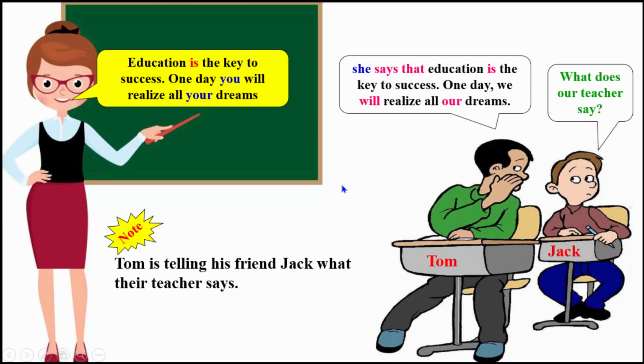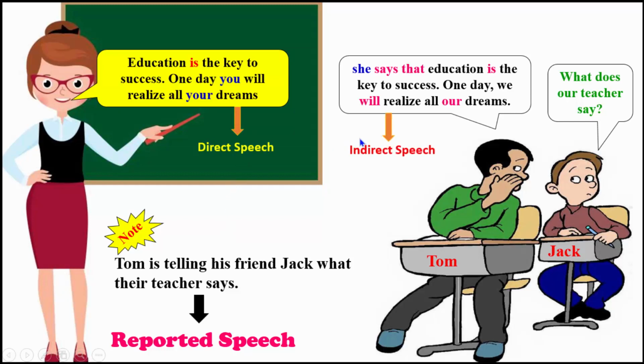So, when we tell someone about what another person says or said before is what we call in English reported speech. And in reported speech, we have to focus on two things. The first one is direct speech, and it's the words of the person himself or herself. And indirect speech is repeating what another person says or said before.